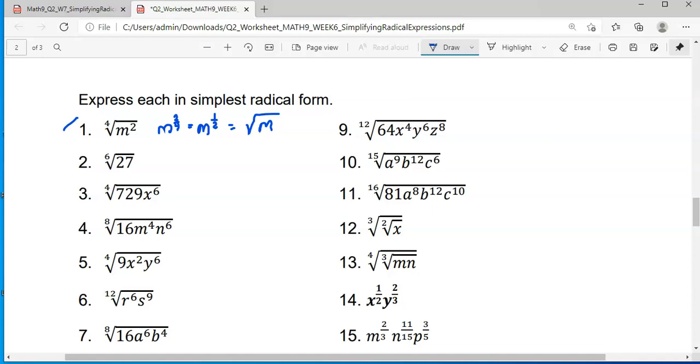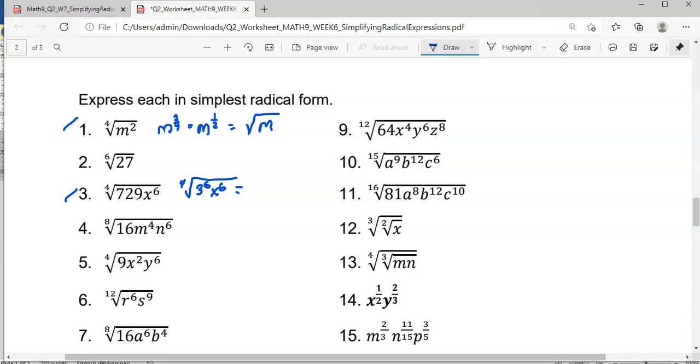Okay, another example. Let's try number 3. The fourth root of 729 x raised to 6. So, pwede nating i-apply yan. The fourth root of, so hanapan natin ng base tong 729. Okay, so may naisip na ba kayo? So, pwede natin gamitin sa 729 yung 3 raised to 6. Okay, then x raised to 6.